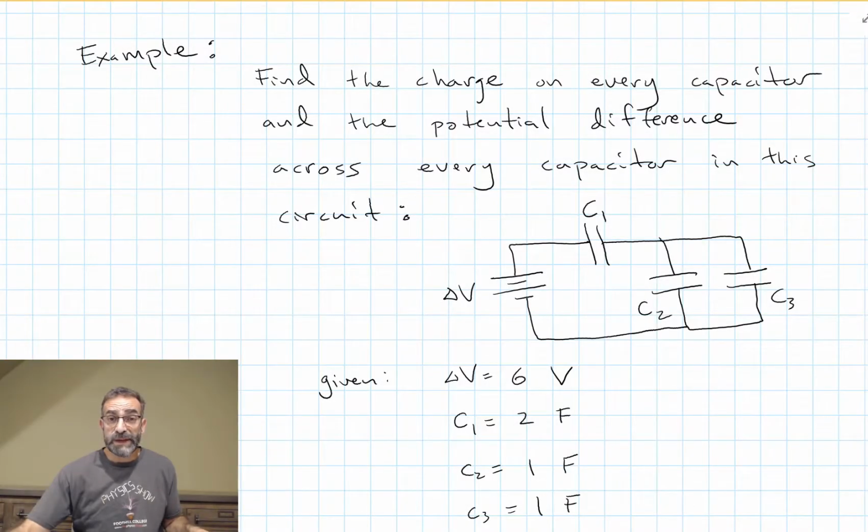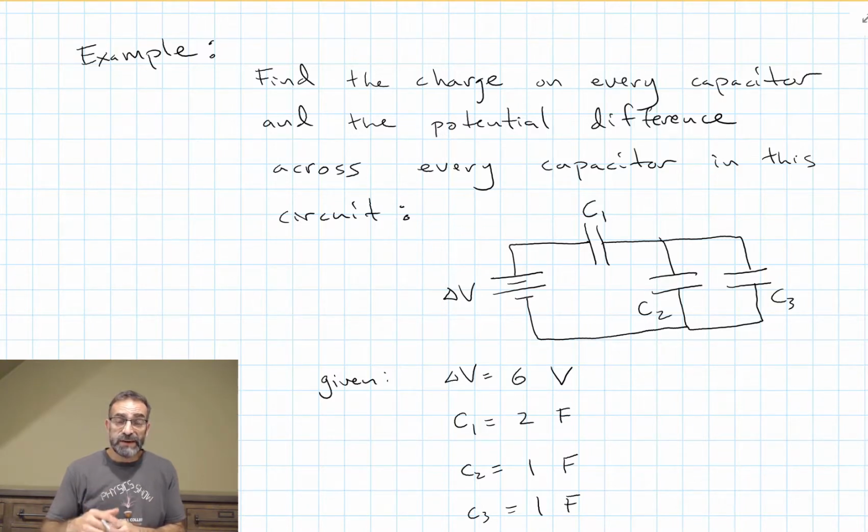Let's do an example where we have to use our rules for series and parallel circuits. They're pretty powerful. We can take a fairly complex circuit and reduce it down to a single capacitor, find the charge and the potential difference across that capacitor, and then work backwards, step by step, and figure out the charge and potential difference across every capacitor in our circuit. And that's what we're going to do with this example.